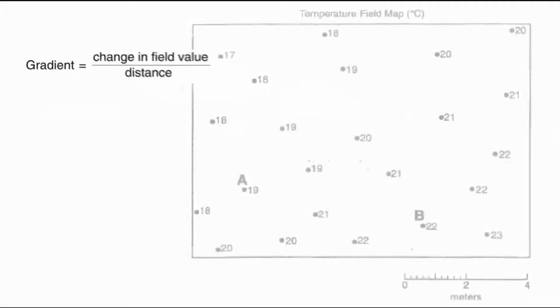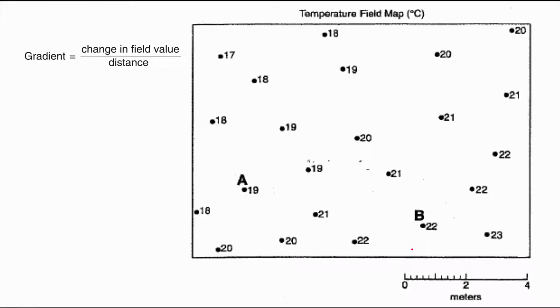And we'll actually use a couple of field maps. So here's a temperature field map, and I'd like to know what is the gradient from A to B. Let's take a look at what A and B's values are. A has a value of 19 and B has a value of 22. So I would put those into my formula, and I want to know the change in value.